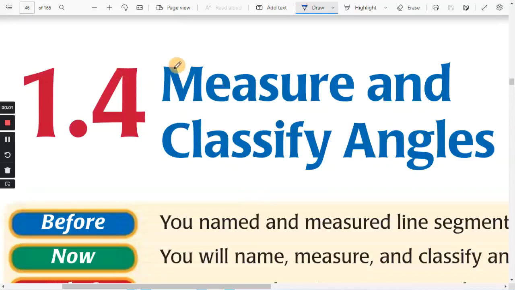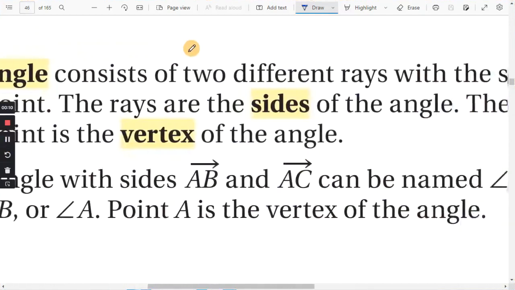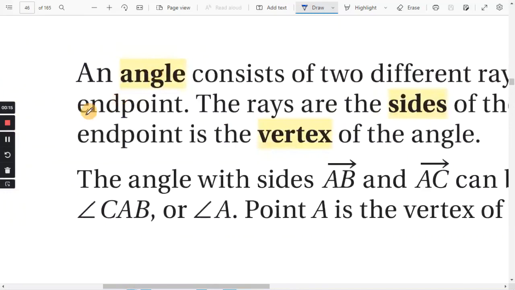Chapter 1.4, Measure and Classify Angles. So it says an angle consists of two different rays with the same endpoint. Okay, let's take a look.